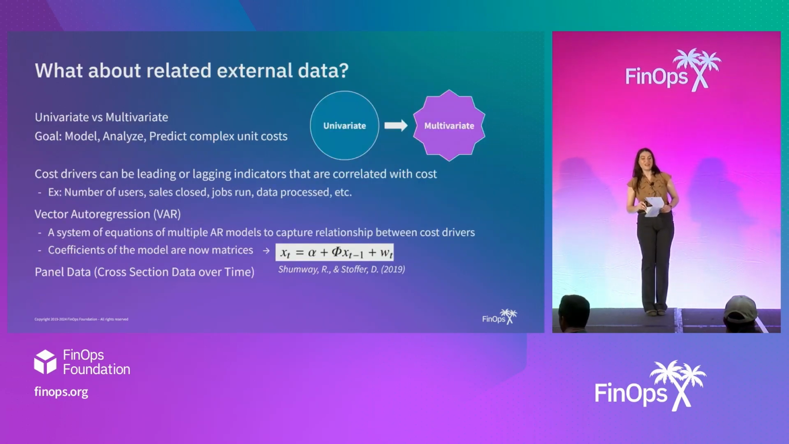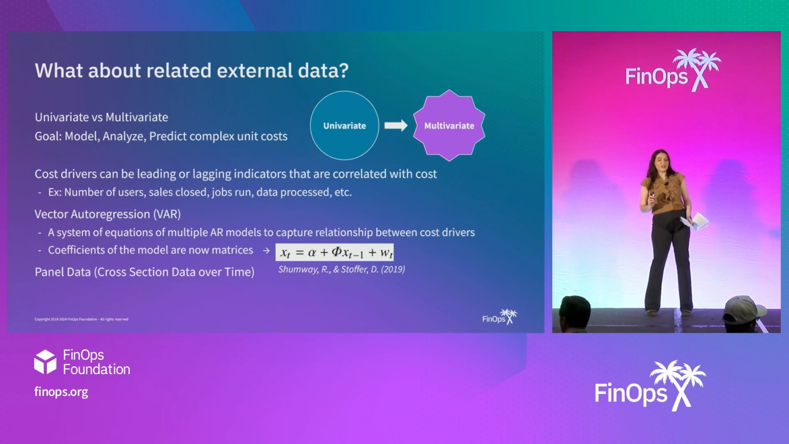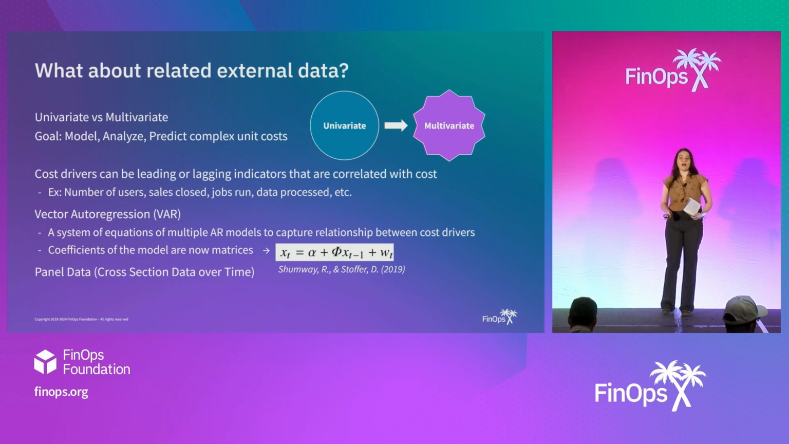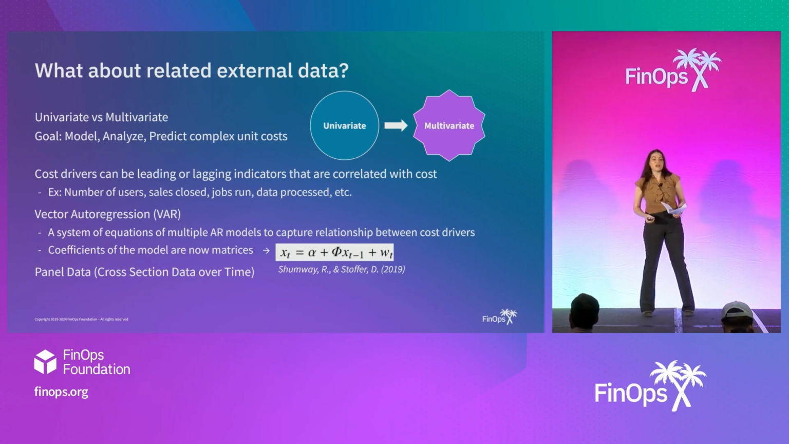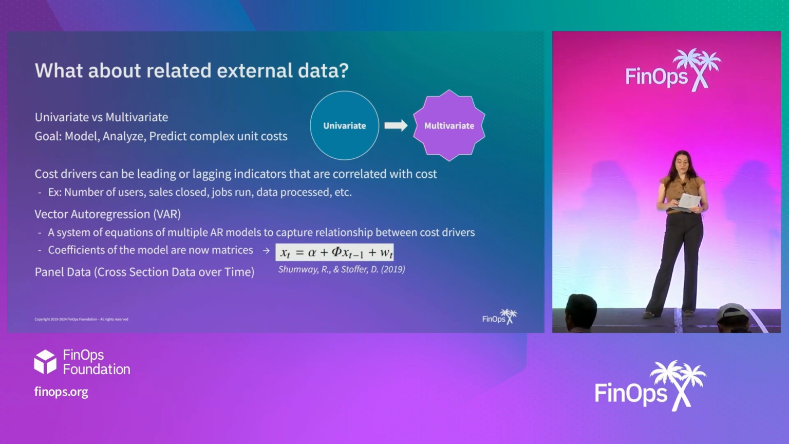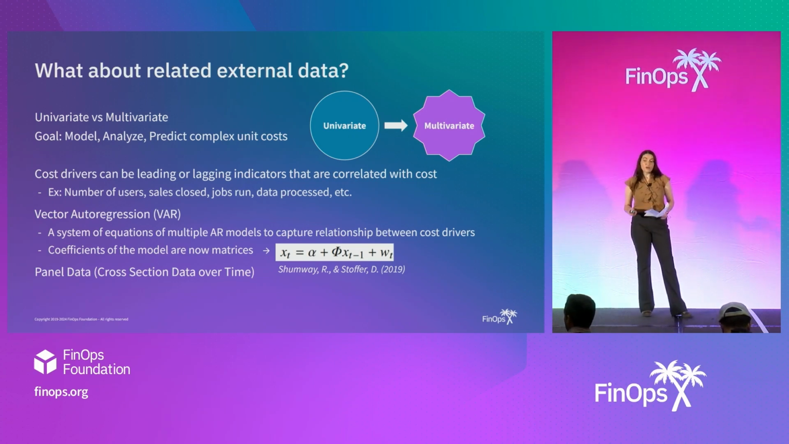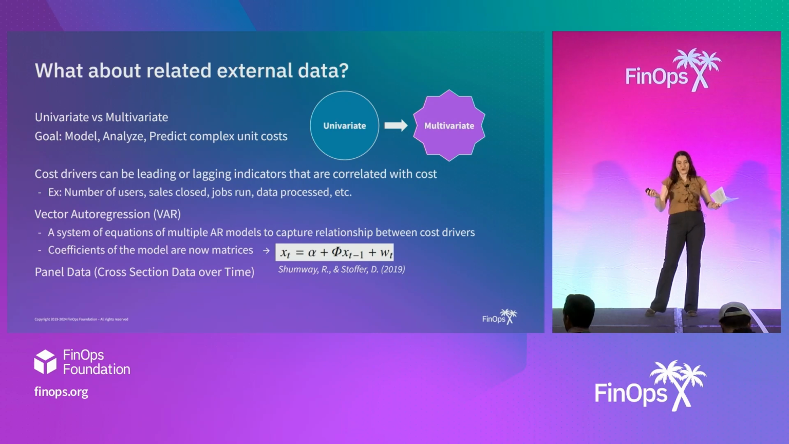Okay. So everything we've done so far has just been a single variable, which is cost over time. But as FinOps practitioners, we actually have access to a ton of data out there. We have our usage data. We might have some, I guess, leading indicators like sales or lagging indicators like the amount of data processed. And if we want to include all of that in our model, we actually have to go from a univariate model to a multivariate model. And one method that we can use to do that is called vector autoregression, or VAR for short.